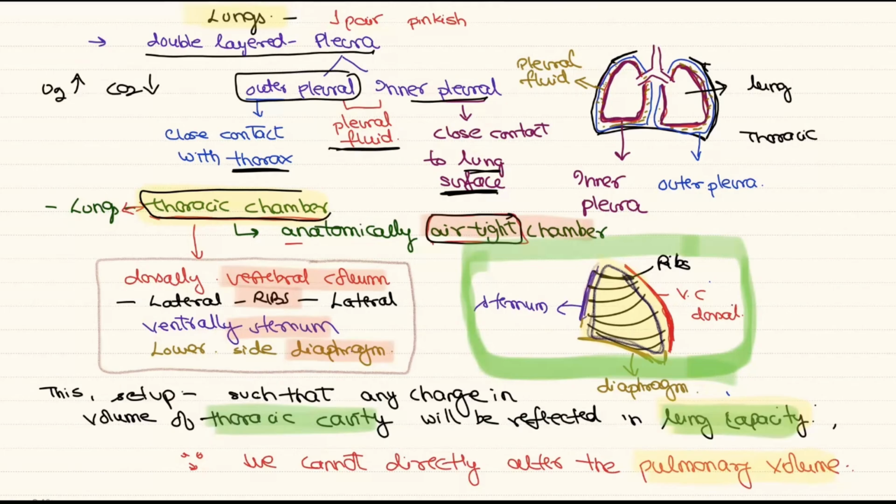Thoracic chamber acts as the airtight chamber so that any change in the thoracic cavity will reflect in the lung. This will help in easily changing the volume and the capacity of the lungs. So this is about the structure of lungs. So let's continue with the steps of respiration.